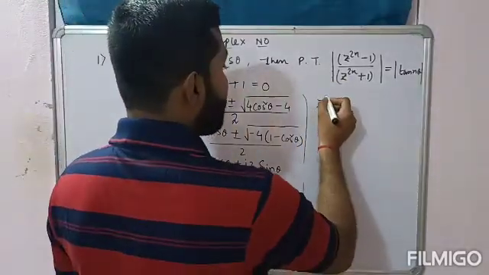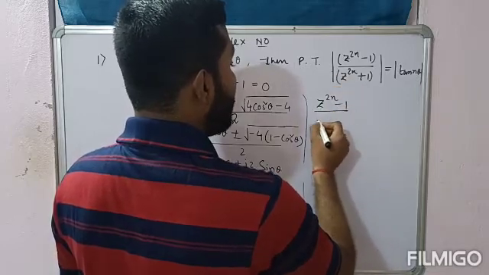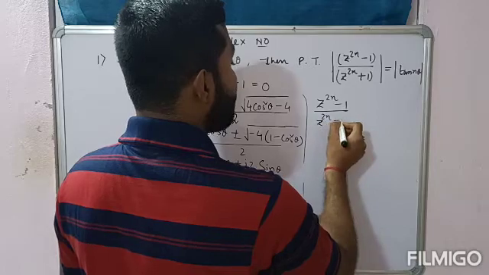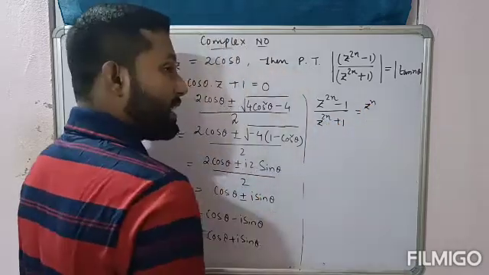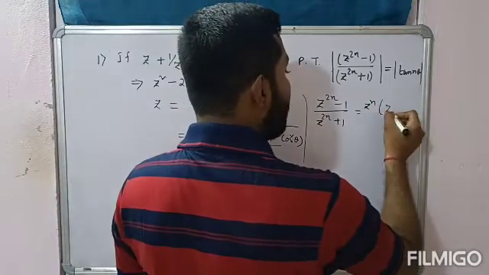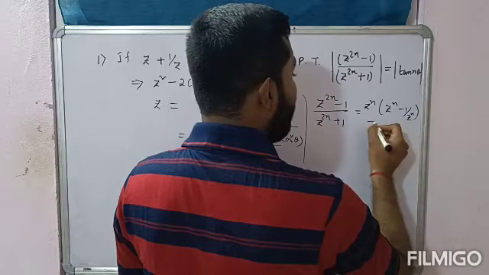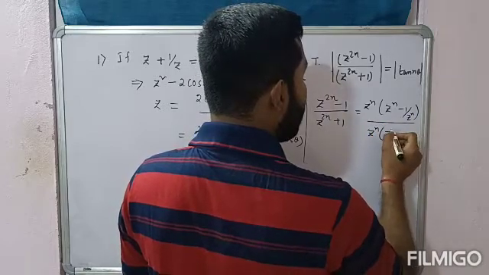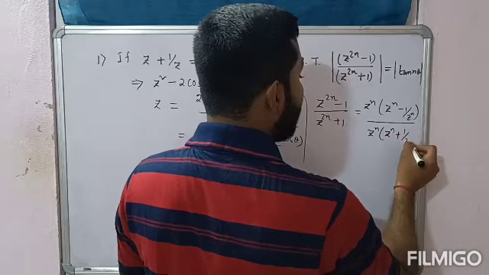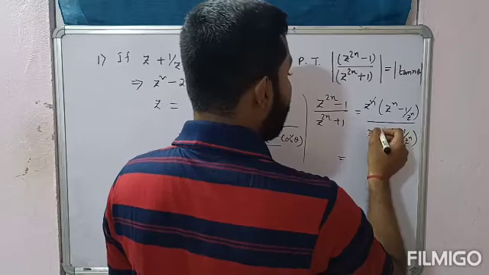Again we have to find out the value of this expression, that is (z to the power twice n minus 1) divided by (z to the power twice n plus 1). Take again z^n common. If I take z power n common, then this will be (z power n minus 1 by z power n) divided by, again if I take z power n common from the denominator, this will be (z power n plus 1 by z power n). So this is equal to z power n will be cancelled.